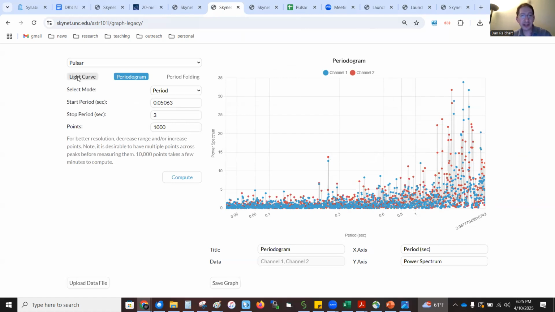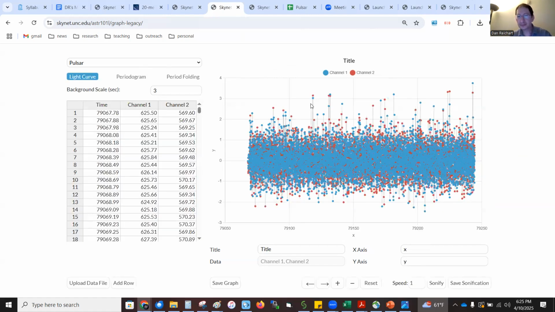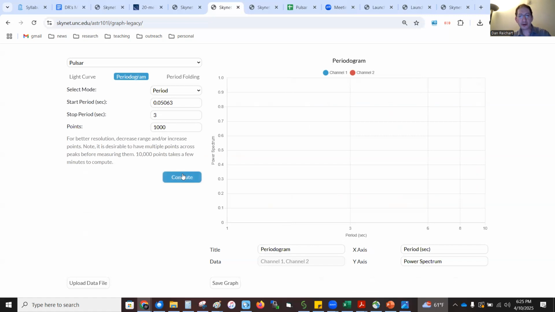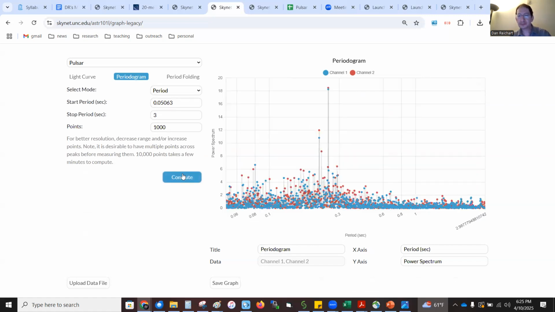Again, we can go back to the light curve page. I do see some pulses in there. 1/4 of a second, let's do 0.3 as the background subtraction. Go back to the periodogram, recompute. Much better. So, if you can find it, then go back. Don't forget to do that. Change the background subtraction scale, come back, recompute the periodogram, and it should be a lot better.